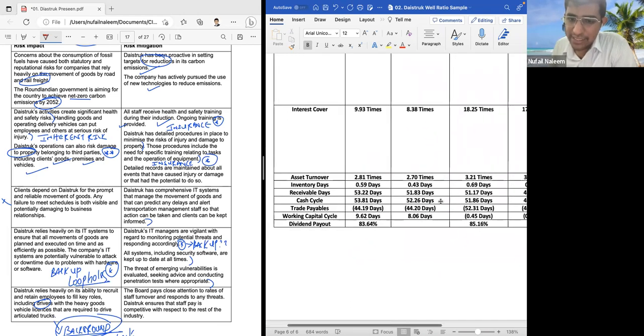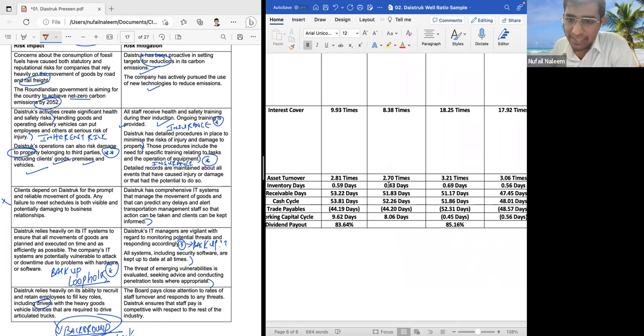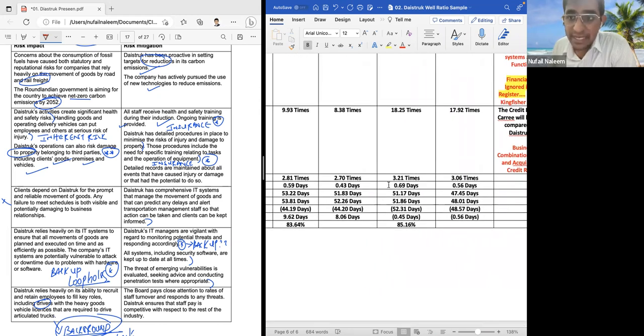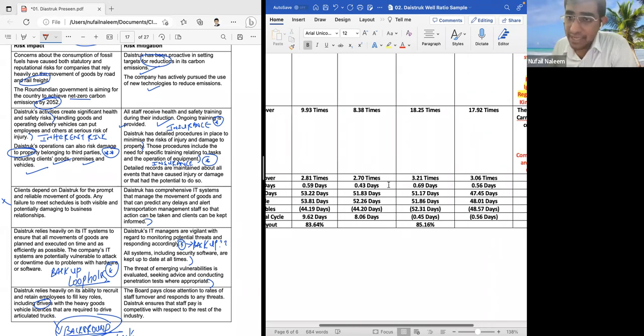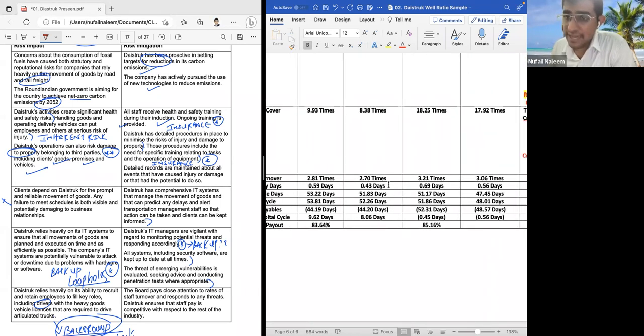So students, asset turnover 2.81, 2.70. But if you observe here, it is 3.21 and 3.60 times. The efficiency of the assets is even better in Carry. And if you see ours, it's marginally less. The main reason is sometimes our warehouse may be having excess capacity also.